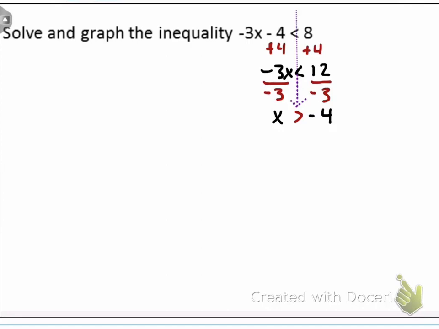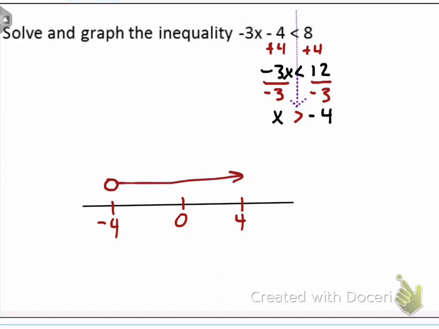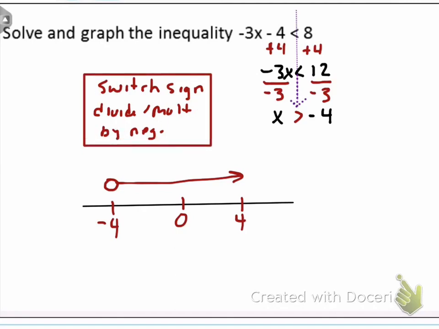So, make my number line. x is greater than negative 4. All the numbers bigger. Okay? Just remember, we switch our inequality sign when we divide or multiply by a negative. Alright? So next one.